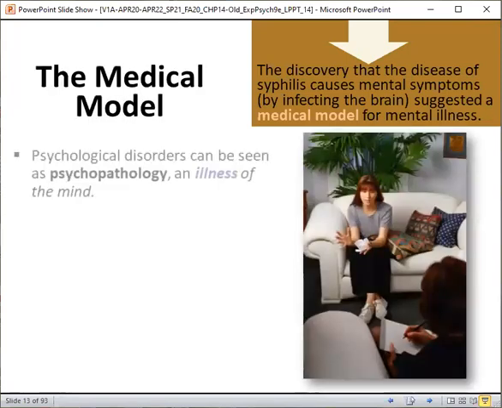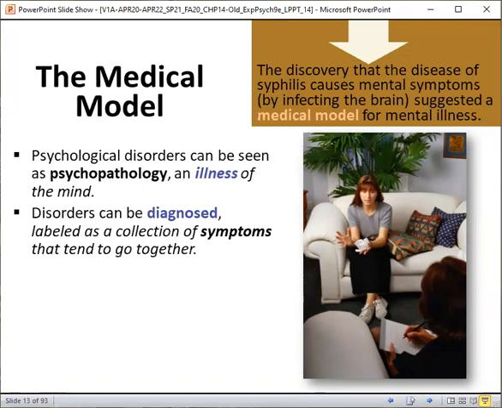All right. And so with this medical model, psychological disorders can be seen as psychopathology, an illness of the mind. So the medical model is seeing it as an illness of the mind for the first time, not evil or demonic spirits. All right. So disorders can be diagnosed, labeled as a collection of symptoms that tend to go together. The medical model also implies ideas about etiology, or the cause of mental disorder.